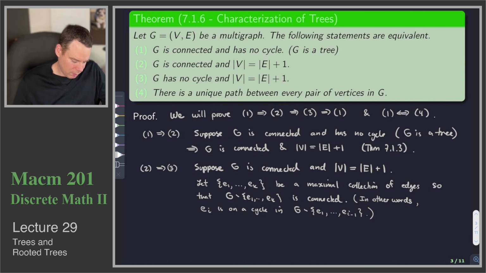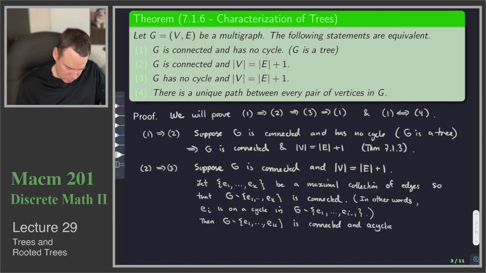So now what can I conclude from this? Well, I'd like to show that I couldn't have actually done the process at all, that K is actually 0. And so let's see if we can show that. So then, G, take away E1 up to EK is what? Well, I've only removed edges on cycles, so I haven't disconnected it. So this is still a connected graph. And what else? It's a connected graph which now has no cycles because I've removed all the edges on all the cycles. So it is connected and acyclic. In other words, it is a tree.